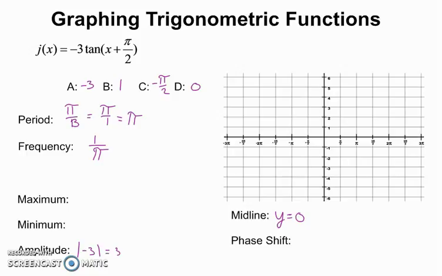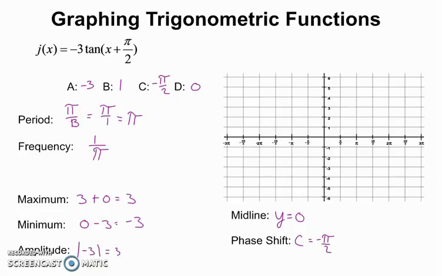And so now I can find my max. It's the midline plus the amplitude, 3. And the minimum is the midline minus the amplitude, so negative 3. And our phase shift is C still, which is negative pi over 2. So that means we're going to move to the left 1 unit.